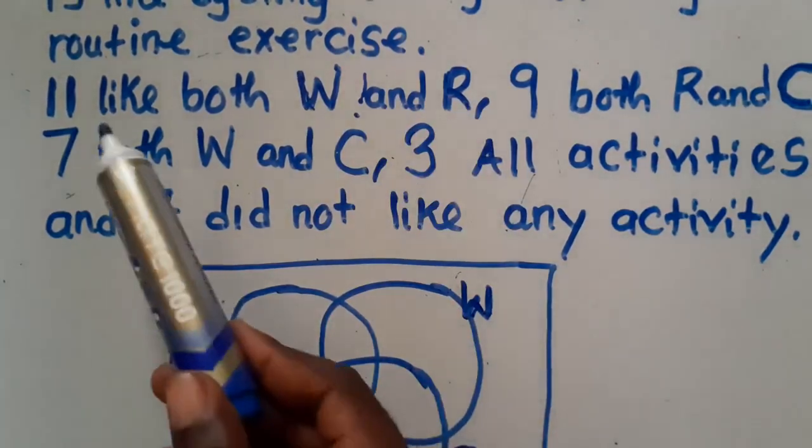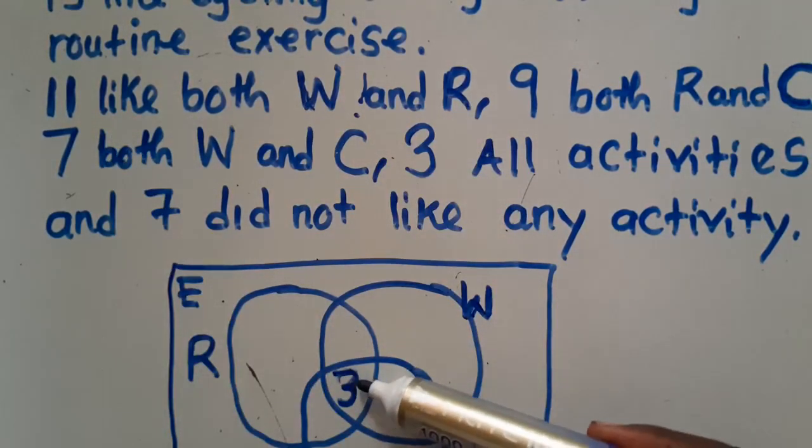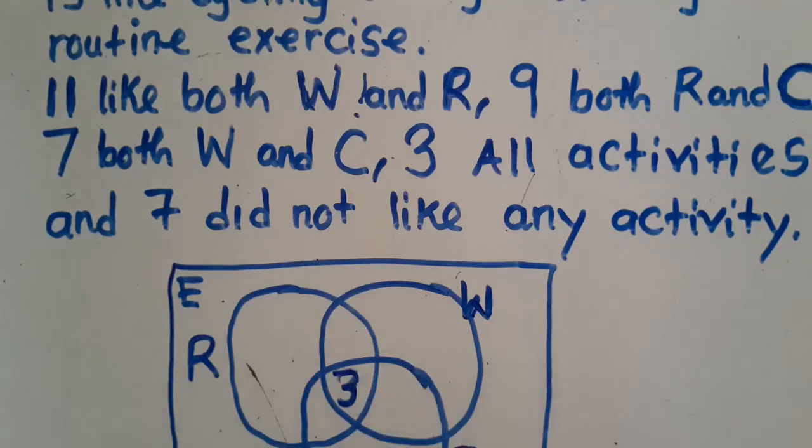How many? 11. So there is already a 3. So you say 11 minus 3. What answer are you getting? 8. So you put your 8 there. This is what we do.